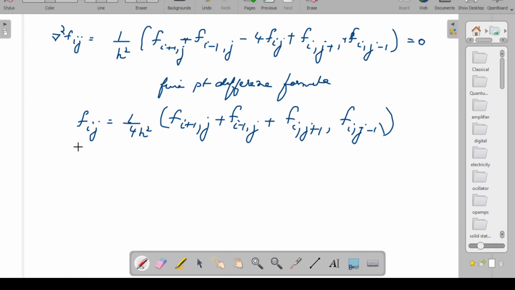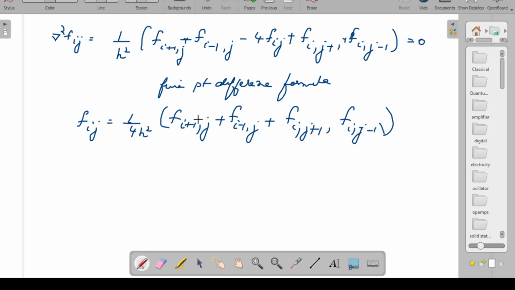Now, to evaluate the solution numerically at the grid point, you apply this formula, and then you get a linear equation. With the information you have, I can write a linear equation for f ij using the 4 adjoining points. Similarly, for the next grid point, I can again use this equation to formulate another linear equation.